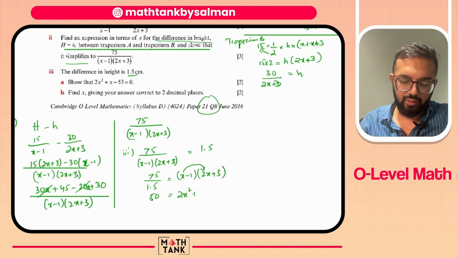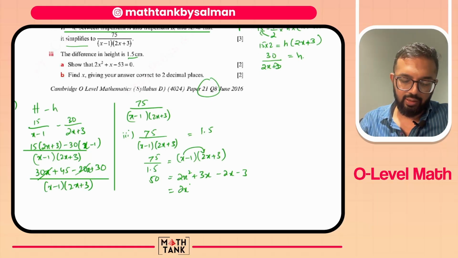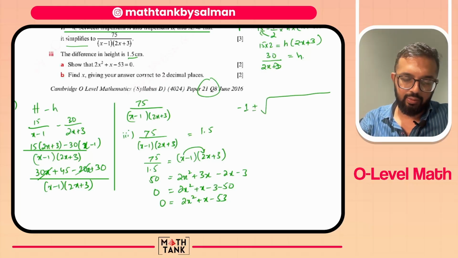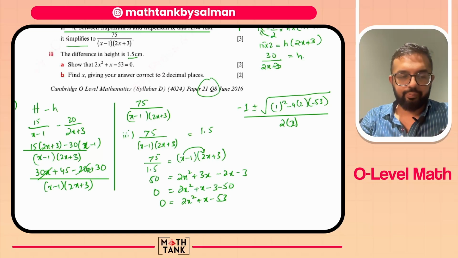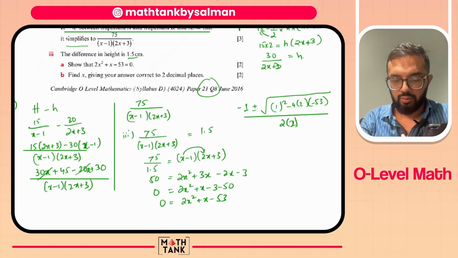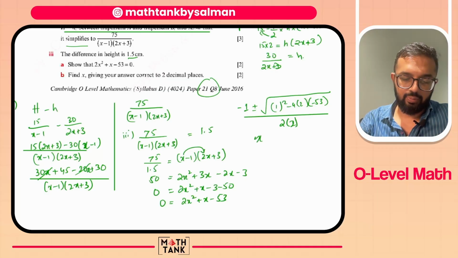So 2x squared plus 3x minus 2x minus 3. That's 2x squared plus x minus 3, minus 50, which is 2x squared plus x minus 53 equals 0. Using the quadratic formula, minus b plus or minus the square root of b squared minus 4ac, all over 2a, with a as 2, b as 1, and c as minus 53. So one of the answers that I'm getting is x equals 4.9.